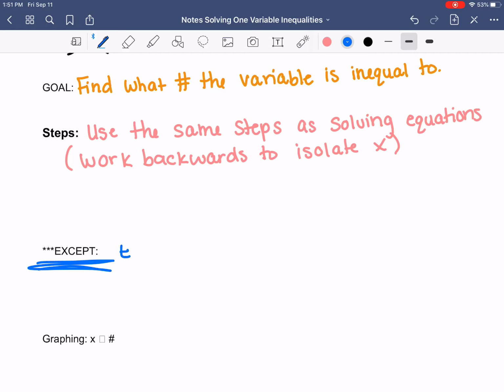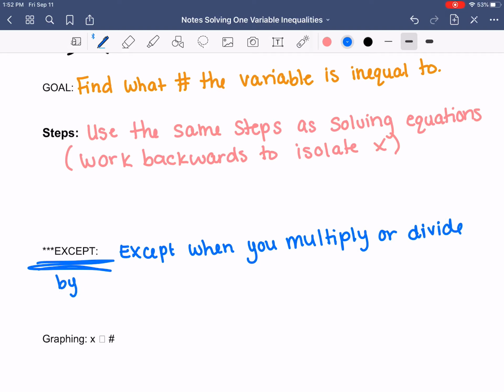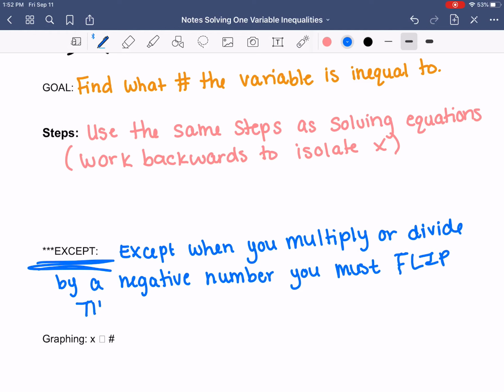So except when you multiply or divide by a negative number, you must flip the sign. I'm writing in caps. I'm not yelling, just that part's important. Flip the sign.